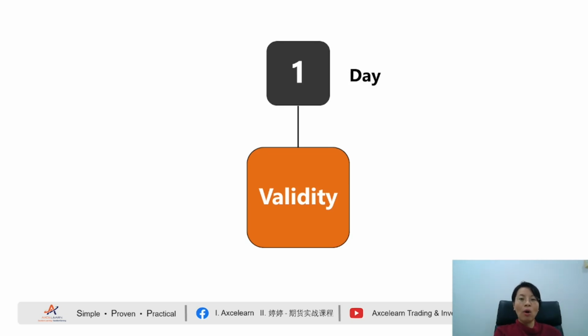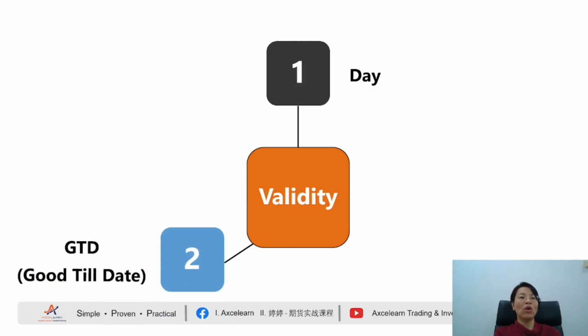Now, the second commonly used validity is what we call GTD. This is a short form; the full name is good till date. By the English term itself, it's easier for you to understand: good till a date that we have specified. Whenever you select the GTD validity, many platforms will automatically pop out a calendar, and you need to select the date that you want.